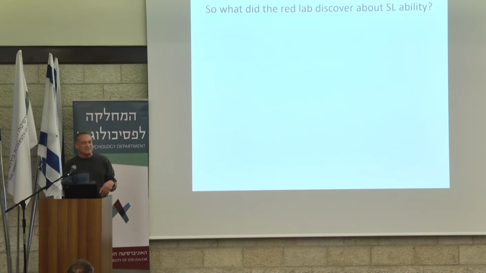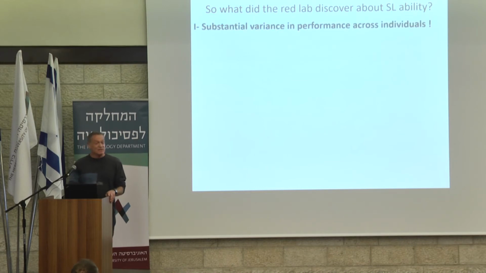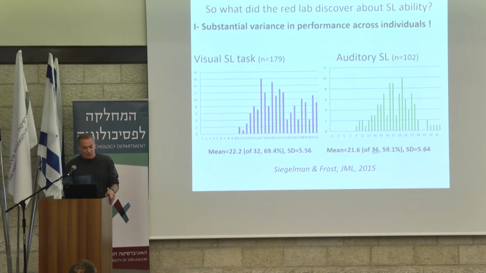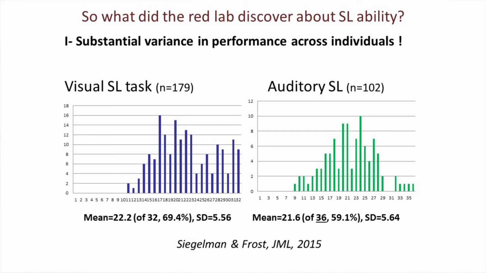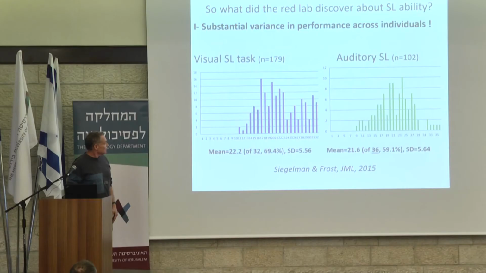So what did we discover regarding this statistical learning ability? First, there is substantial variance in performance across individuals. We have here how performance looks in the visual statistical learning task and the auditory one. And you can see there is a very, very wide range of performance. Subjects can be very low or really above, almost fully correct in the questions that we ask at the end of the session.